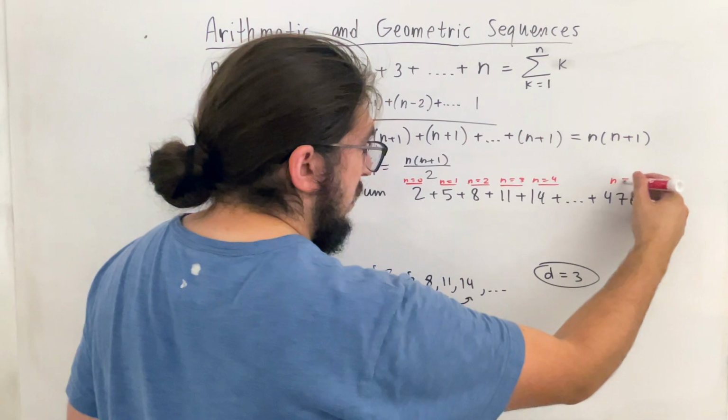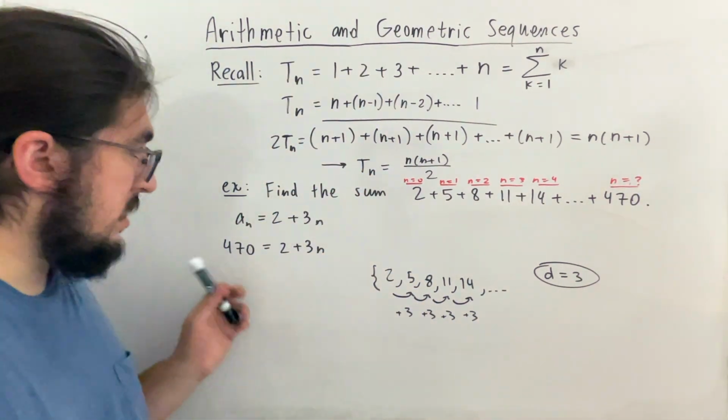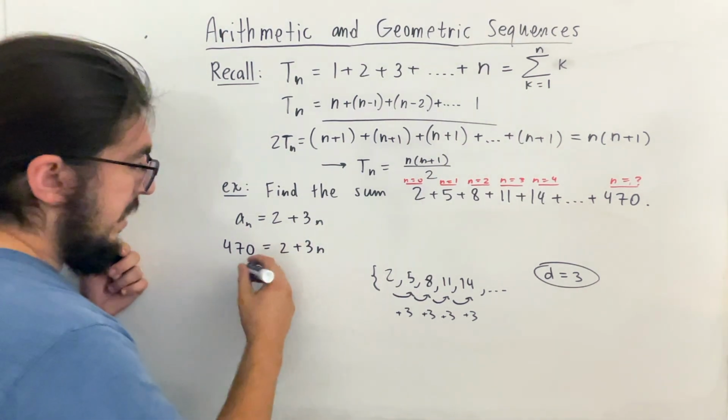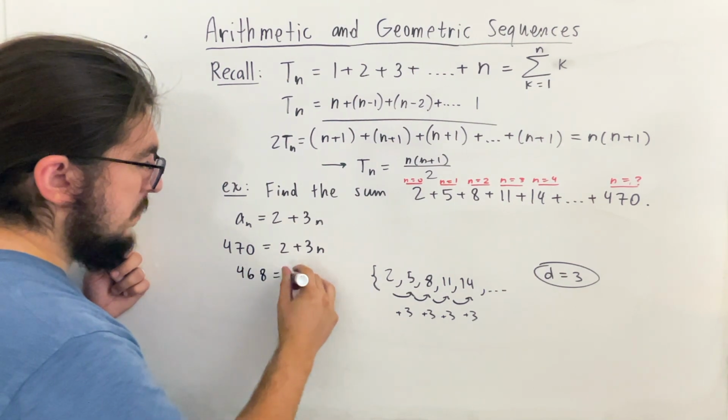So what is n equal to when the result is 470? Well, just set it equal to the general term in the closed form, and you can find it just by solving. So let's subtract 2. We have 468. Can we divide this by 3?